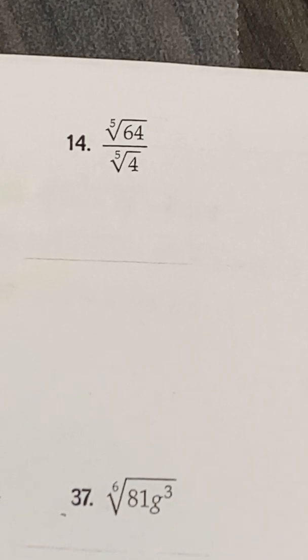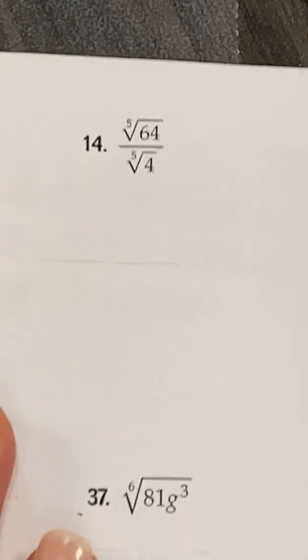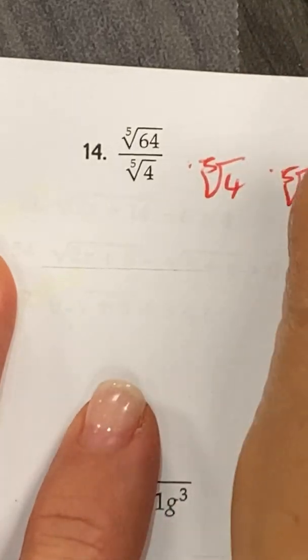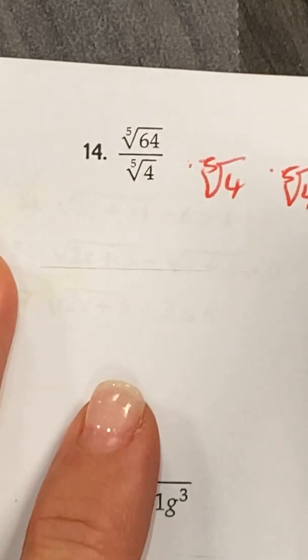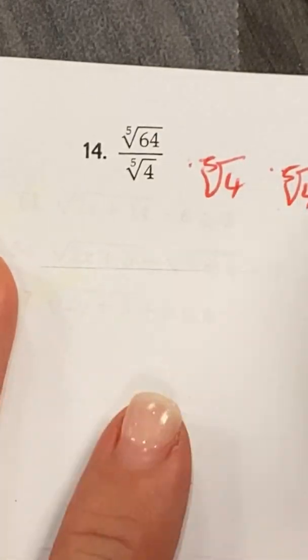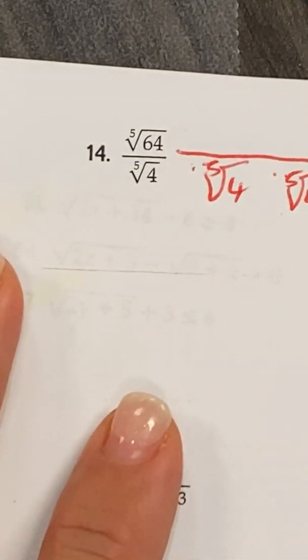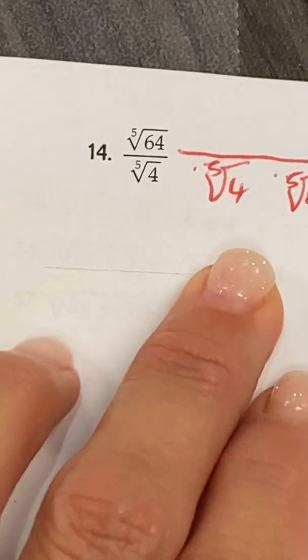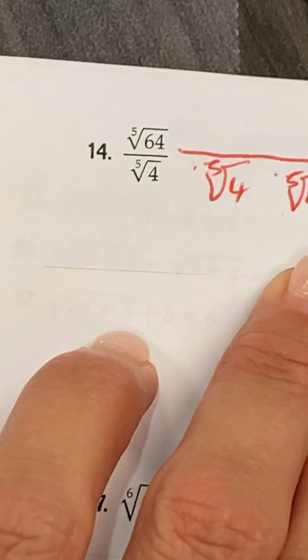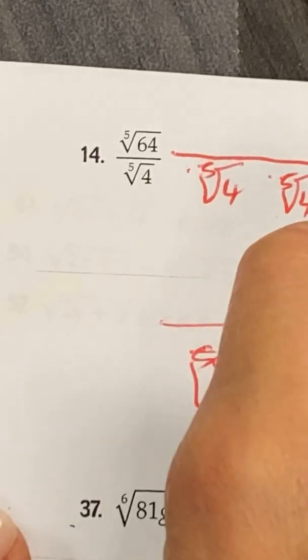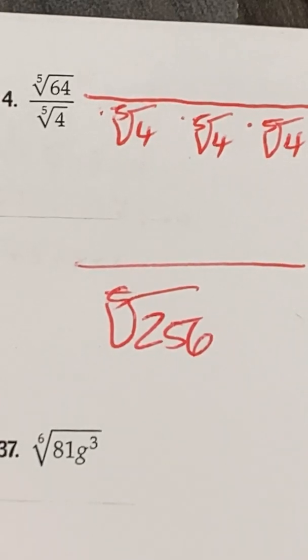How am I going to rationalize the denominator? Multiply by the fifth root of 4 how many times? 5 times. There's 1, there's 2, there's 1, 2, 3, 4. The first one counts as 1, so 1, 2, 3, 4, 5. And what is that number? 4 times 4 times 4, times 4, is 256. So the fifth root of 256. It's going to be a perfect root.